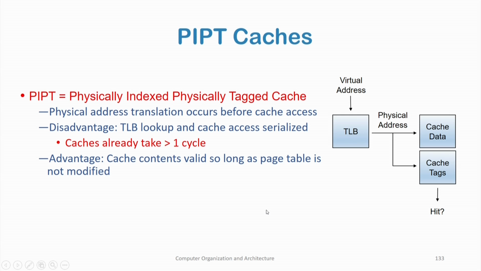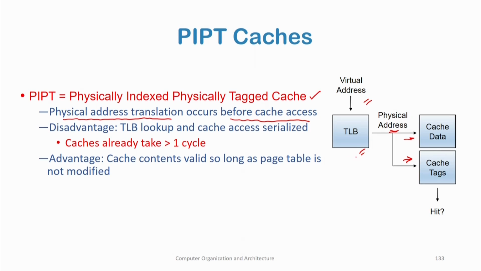So, what is a physically indexed, physically tagged cache? In a physically indexed, physically tagged cache, the physical address translation occurs before cache access. So, first I take the virtual address, go into the TLB, generate the physical address, and based on that physical address I access the cache. This is what happened with the Intrinsity FastMATH architecture that we just looked at.